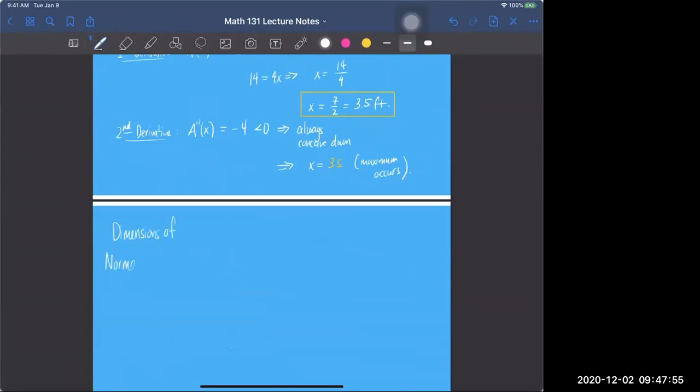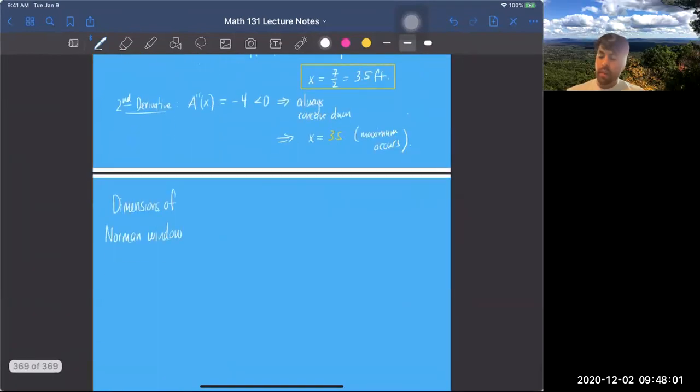Professor, I have a question. Do you have to solve for y? Yeah, that's what we're trying to figure out. We're trying to figure out the dimensions, right?